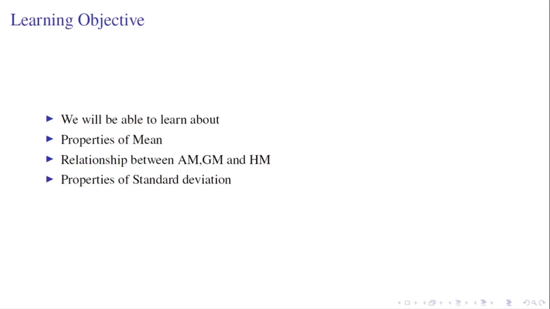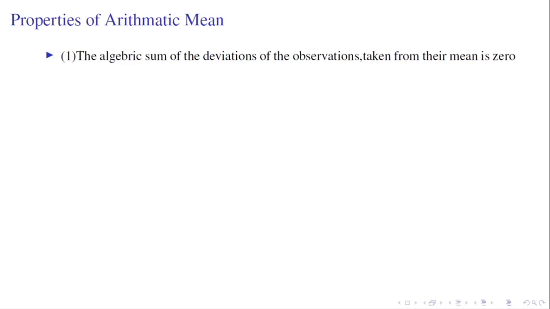to discuss different properties of mean and to derive the relationship between AM, GM and HM. That is AM is greater than GM is greater than HM and GM square is equal to AM into HM, and we will discuss some properties of standard deviation.